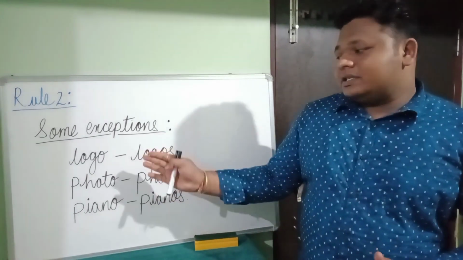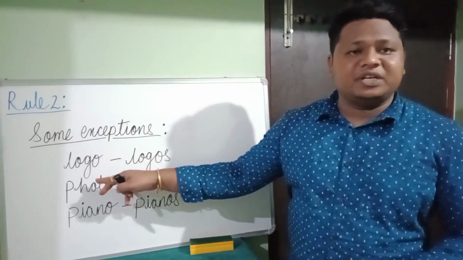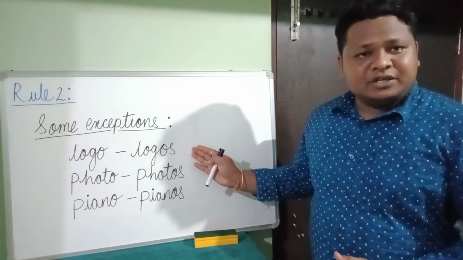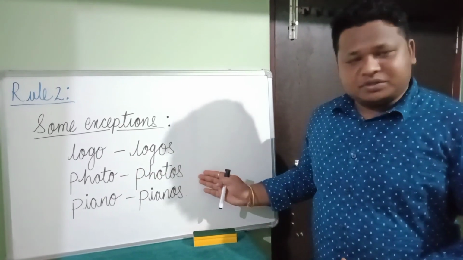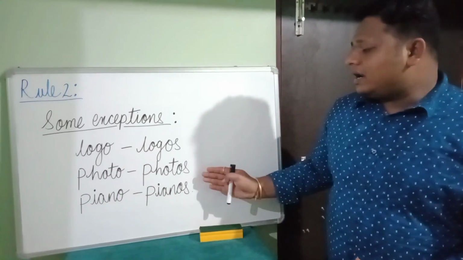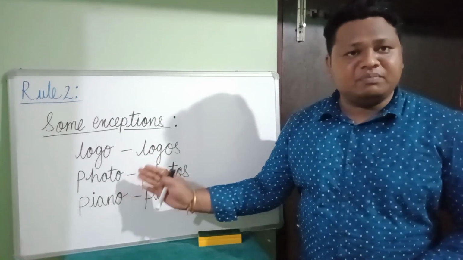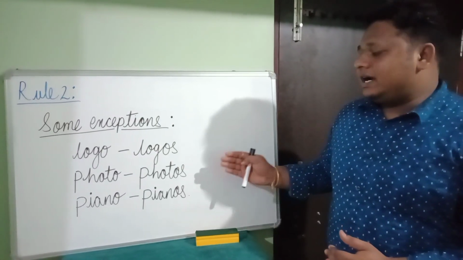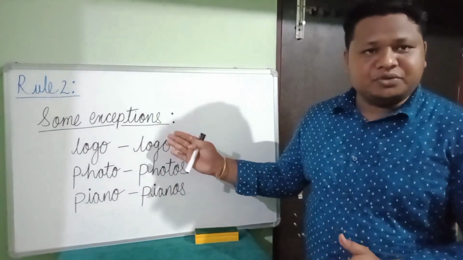Alright. For example, logo. Here we have g, the consonant before o, but still we are going to add s to make its plural. Photo, photos. Piano, pianos. Alright, so we are adding s here to make the plural form. Though there is a consonant before o, but still for making their plurals, we are adding s. These are some exceptions in rule number 2. Okay.